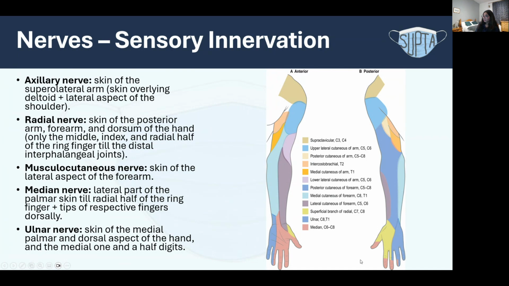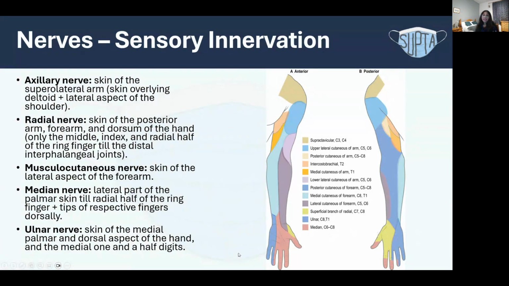Basically, it makes up for the part that the radial nerve doesn't supply. Okay, then you have your ulnar nerve. Ulnar is nice and straightforward. Skin of the medial palmar and dorsal aspect. So this whole bit here, it's all ulnar. This bit here is median, and this bit here is radial.